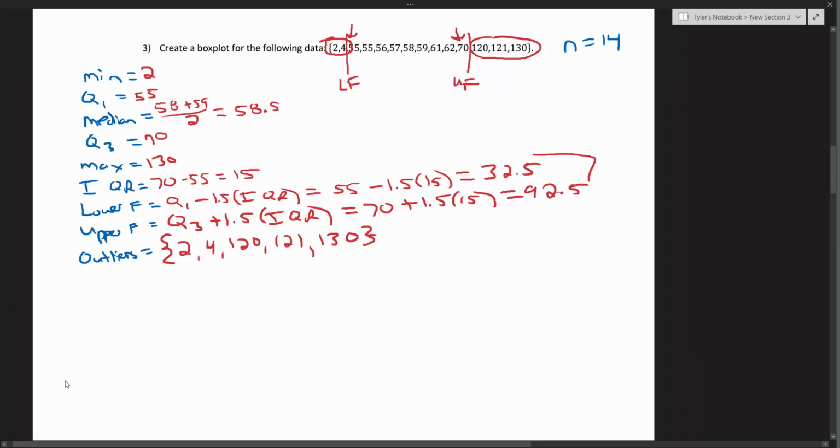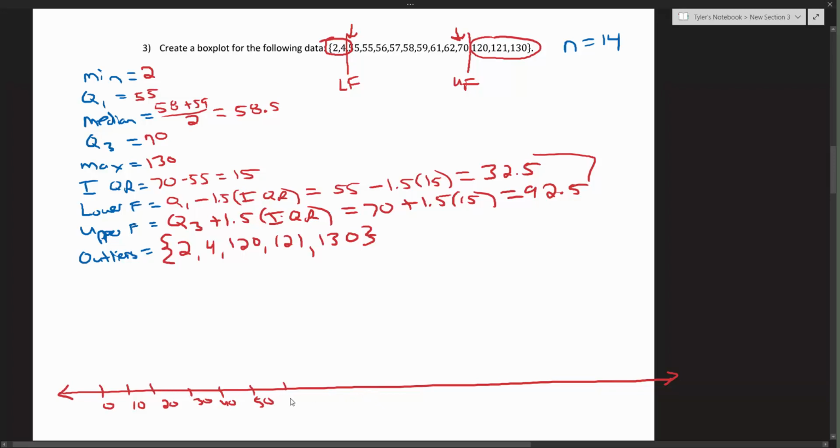Again, don't forget, the first thing we want to do is make a number line. I think I'll go up by tens again. So we'll do 0, 10, 20, 30, 40, 50, 60, 70, and so forth.